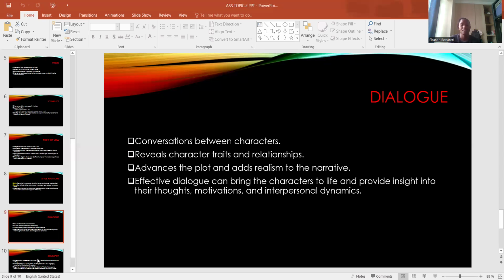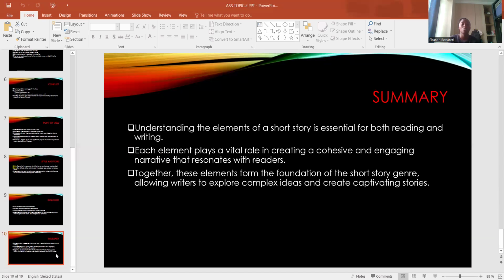And then in conclusion, it's important to understand the key elements of a short story so that this will enable you to craft your own. These elements form the foundation of the short story genre, allowing writers to explore complex ideas and create captivating stories. That's all.